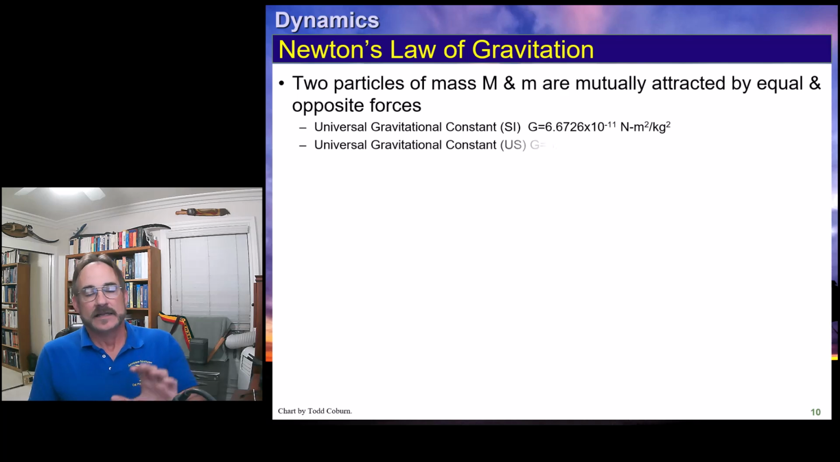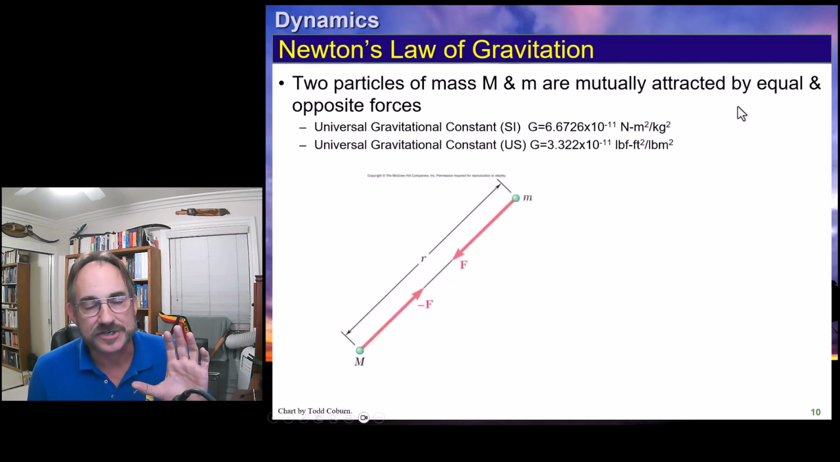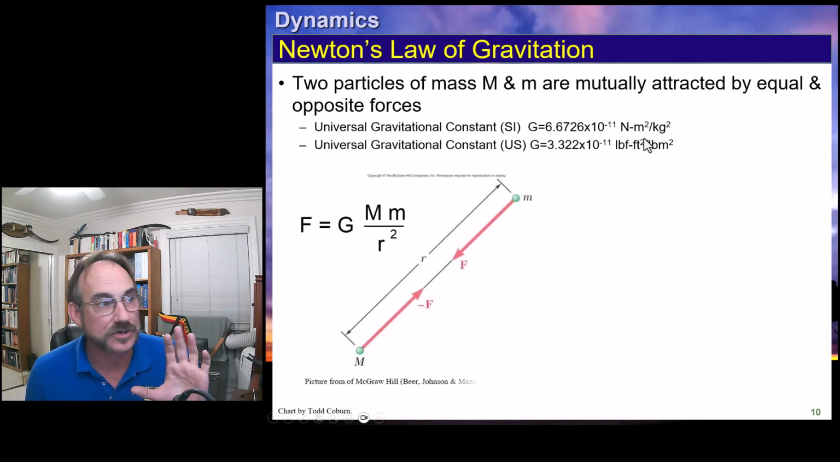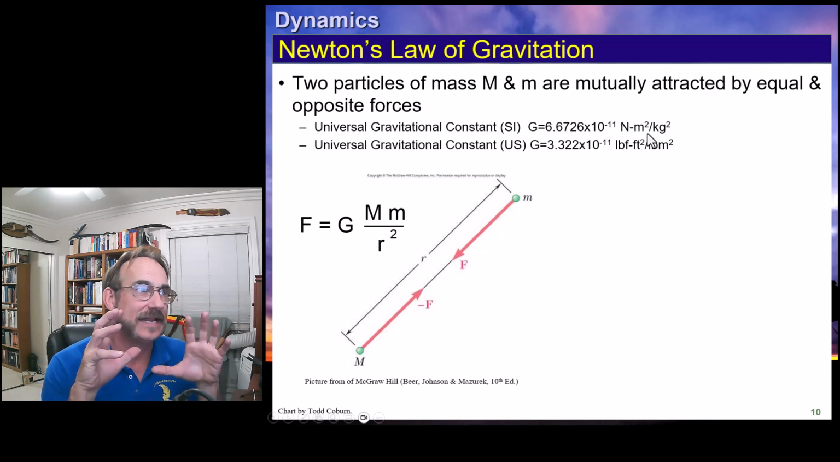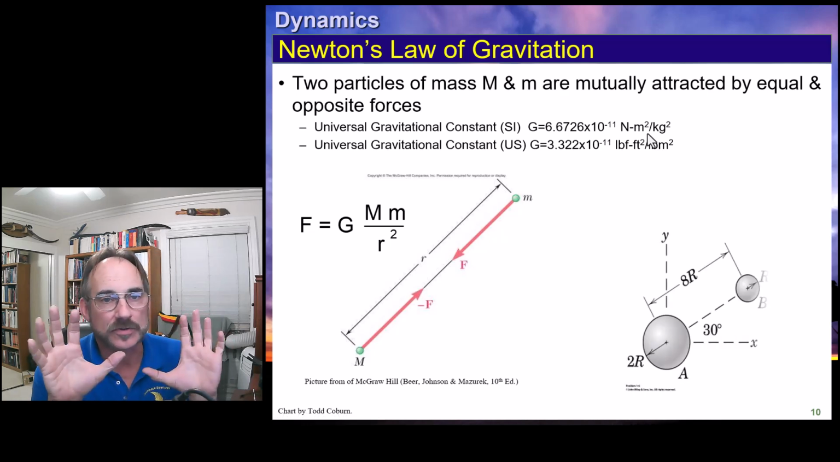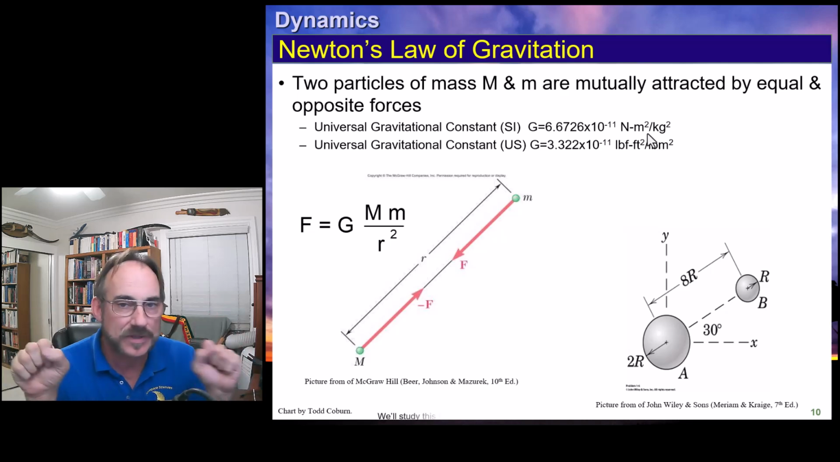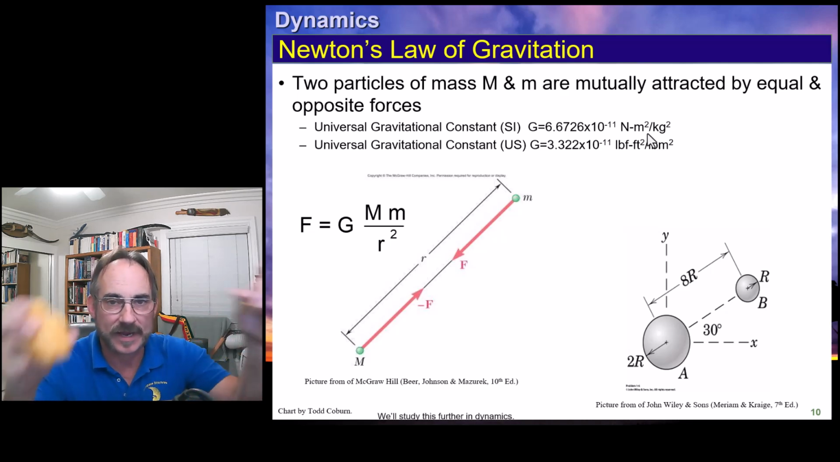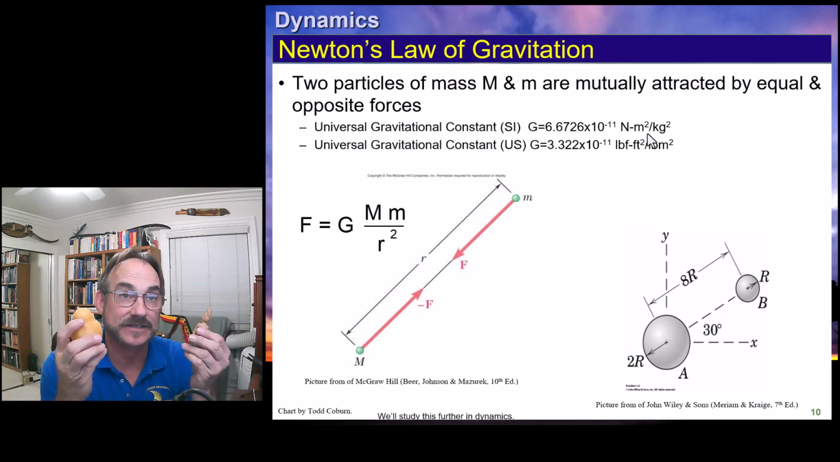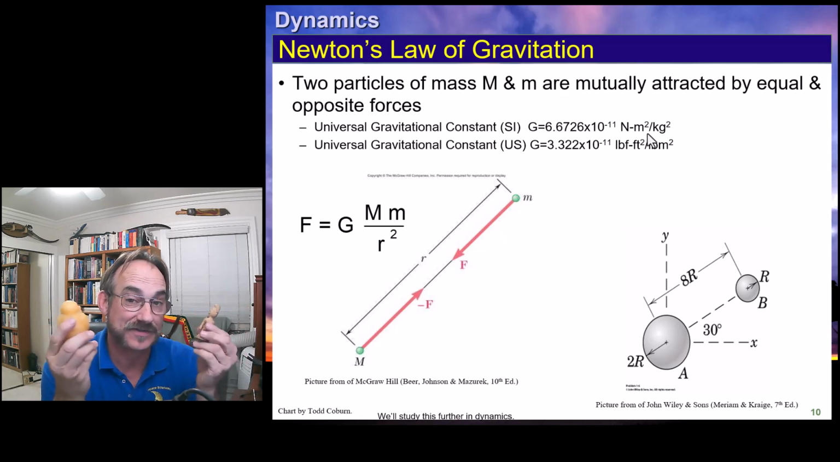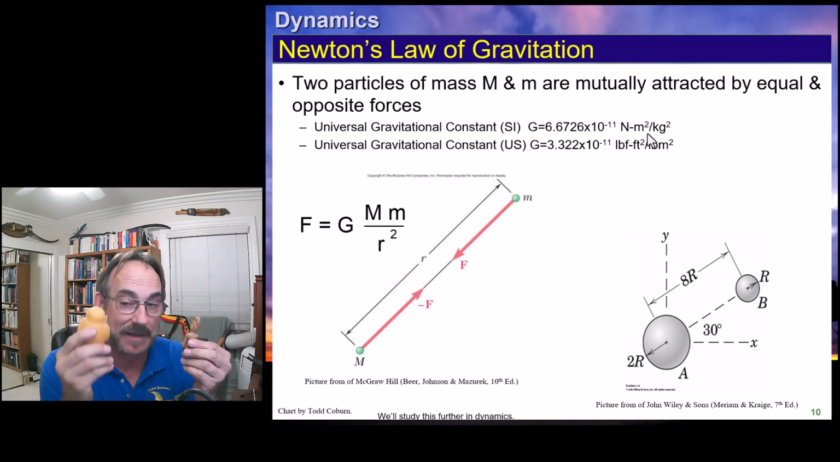All right, let's look at Newton's law of gravitation. This is a little more complicated than those earlier ideas, but it's related, okay? Two particles of mass. Let's say we have two things. They have different masses. Actually, it doesn't matter if they have different masses or the same masses. We have a big M and a little m, okay?